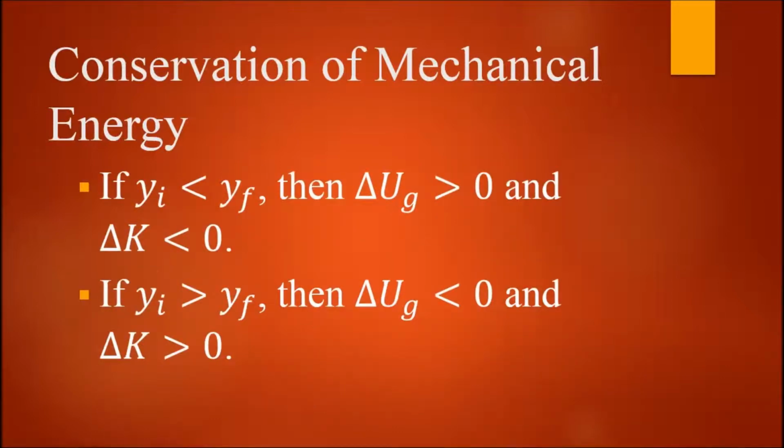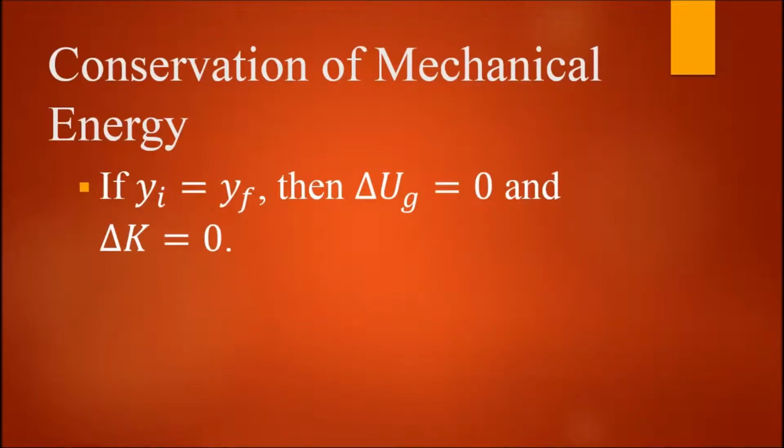So if the initial height is less than the final height, then the gravitational potential energy of the system increases. And again, this comes at the expense of a decrease in the kinetic energy of the system. And if the initial height is greater than the final height, then the gravitational potential energy of the system decreases, and this results in an increase in the kinetic energy of the system. And of course, if the vertical position does not change, then there is no change in the gravitational potential energy of the system, and so there is also no change in the kinetic energy of the system.